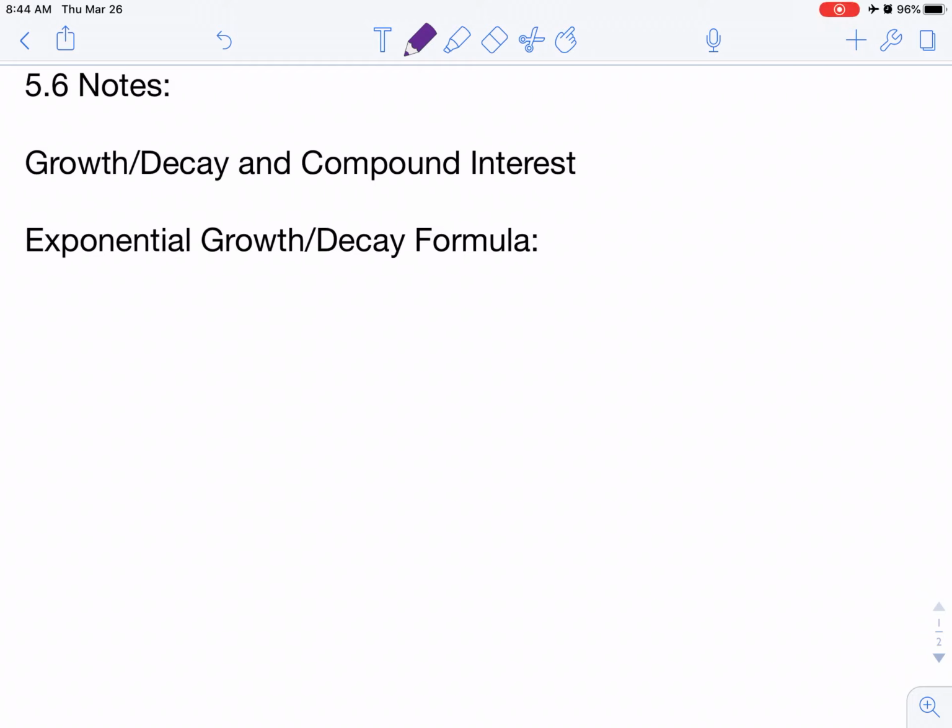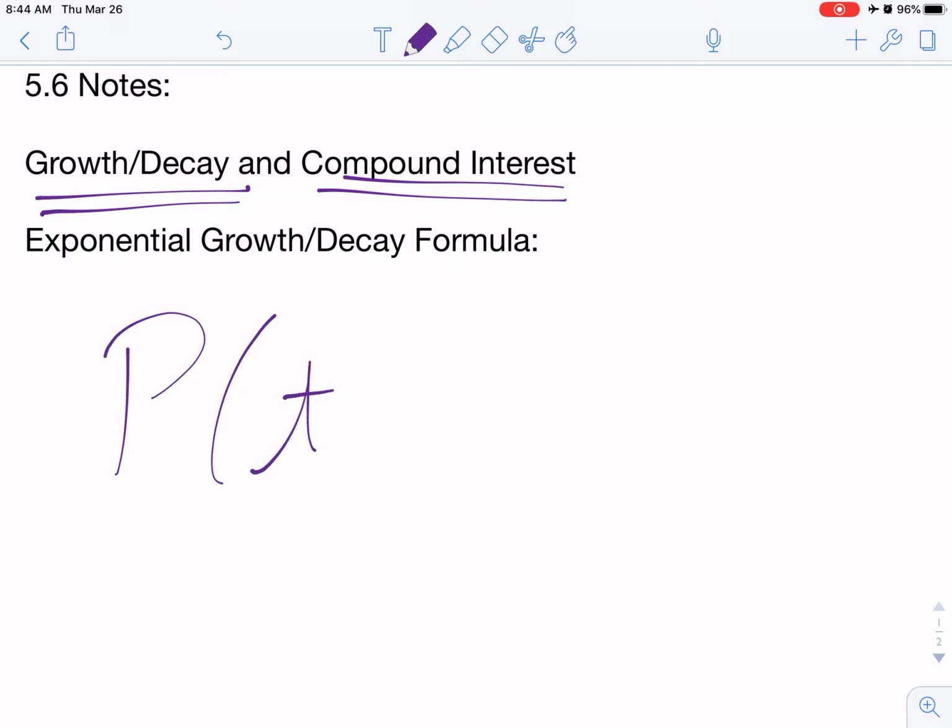Section 5.6 is fairly short, but it is all word problems. This is dealing with growth and decay. Compound interest is pretty much the same formula. So there's only two formulas, but they're basically the same formula. But I'll write both of them and explain them a little bit here.